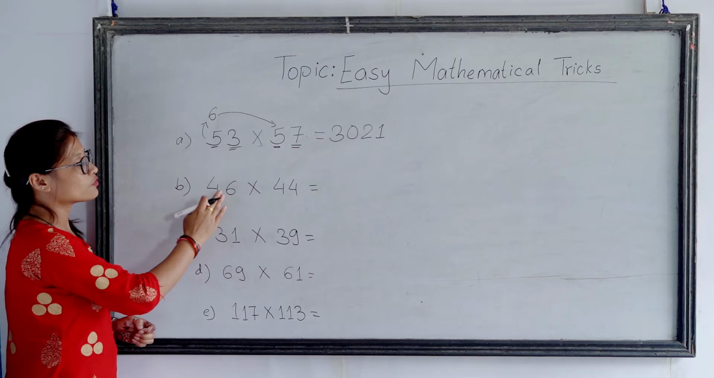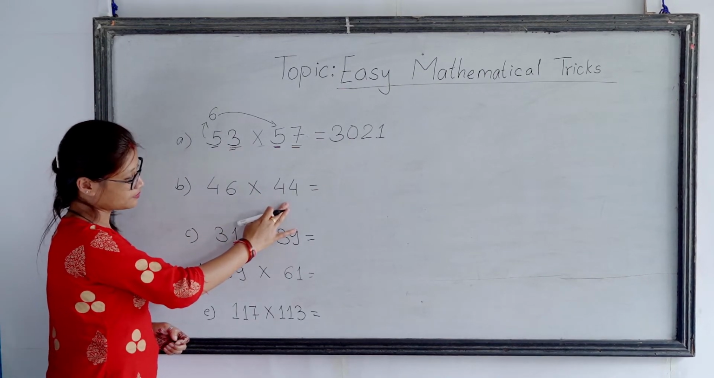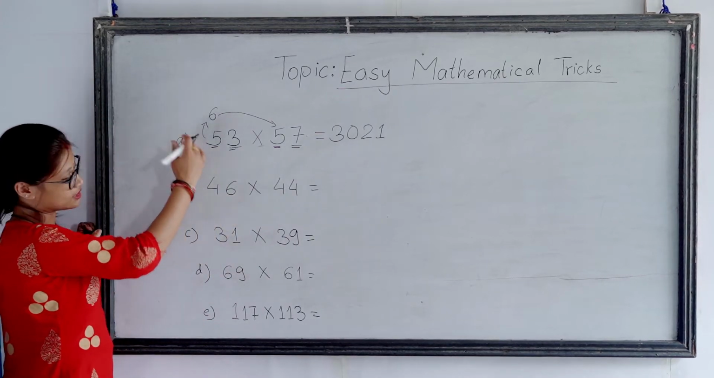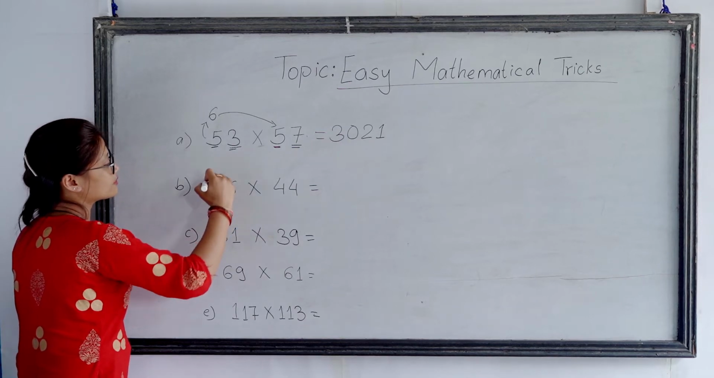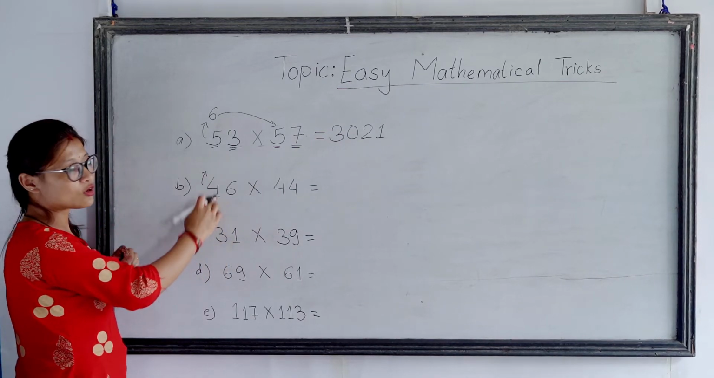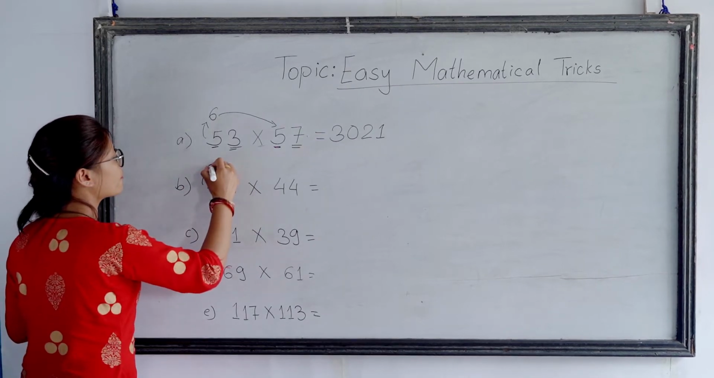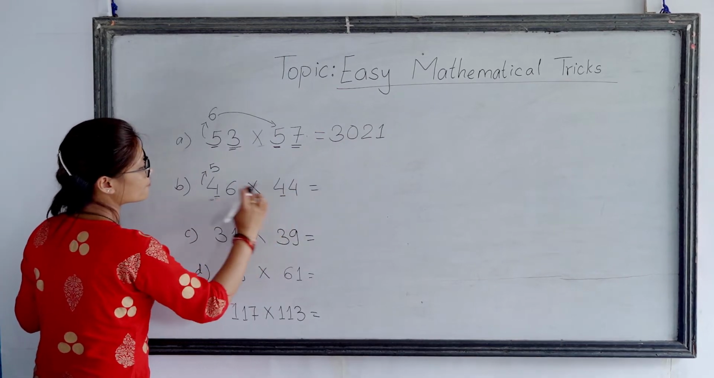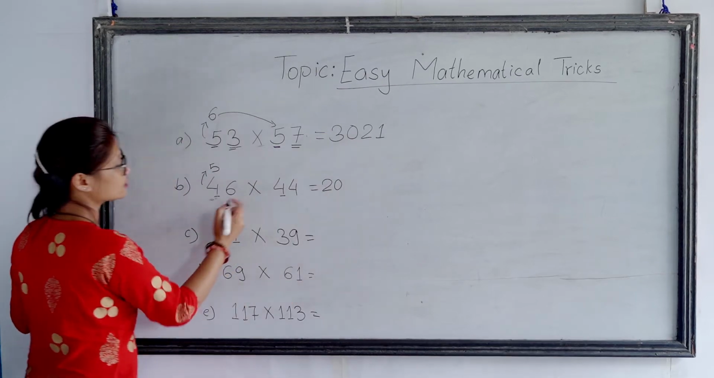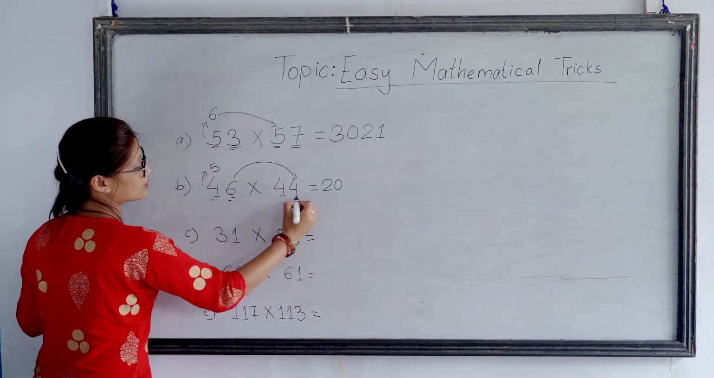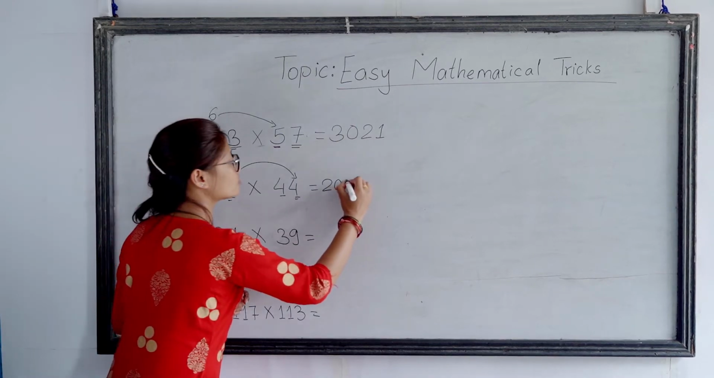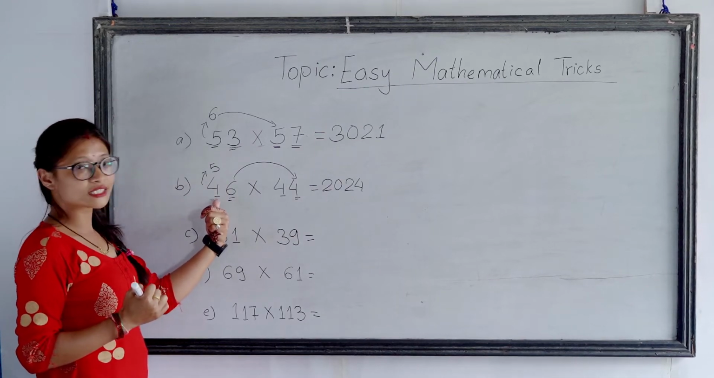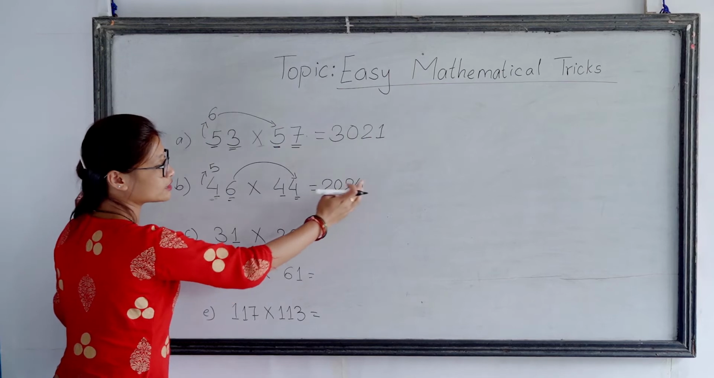What is the answer of 46 times 44? Any guess? Okay, so here also the same way. What comes after number 4? After number 4 comes 5. So let's multiply this 5 with 4. 5 4s are 20 and 6 4s are 24. So 2024 is our answer. So that means 46 times 44 is 2024.